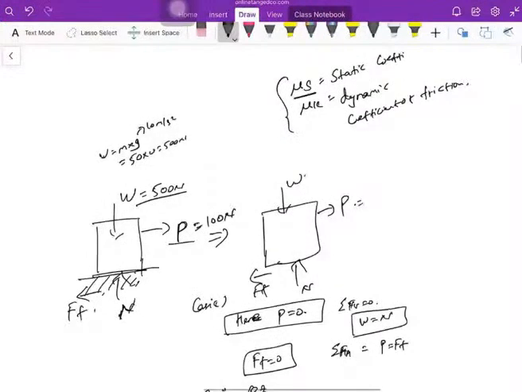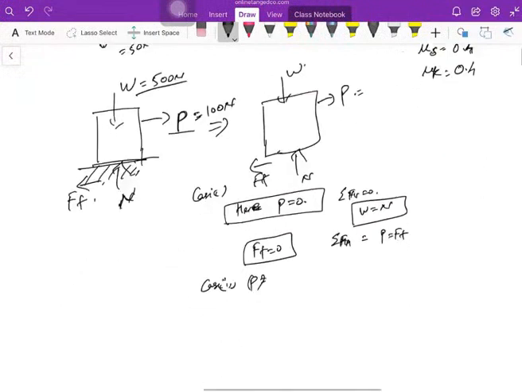So let me say that my μs, the static coefficient of friction, is around 0.4, and my dynamic coefficient of friction is also 0.4. I'm assuming something like that. μs is equal to 0.4, μk is equal to 0.4. If you resolve the forces, you can see that N is nothing but W, which is 500 Newton.